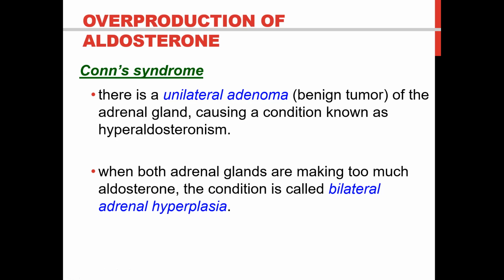So when both adrenal glands are making too much aldosterone, the condition is called bilateral adrenal hyperplasia. So just take note: unilateral adenoma, benign tumor, only one side is affected, class. If there's bilateral adrenal hyperplasia, of course, from the word bilateral, both adrenal glands are making too much aldosterone.